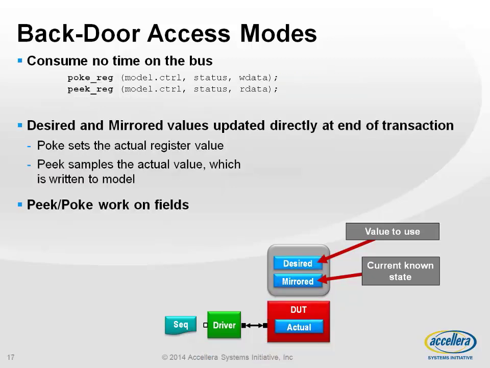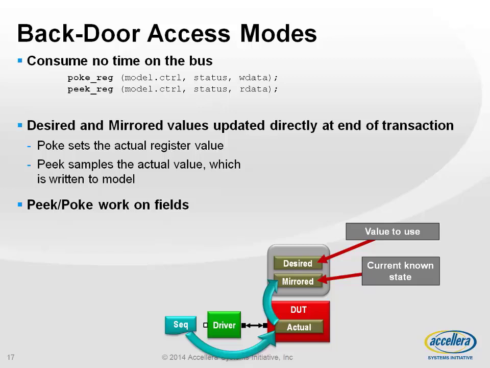There's another backdoor access method called peek and poke. It looks pretty much the same: specify the register through the register model, the status, and the data. Again, these consume no time on the bus. Poke sets the actual value, and peek returns the actual value. They work on fields, but they don't do anything to the desired or the mirrored values.